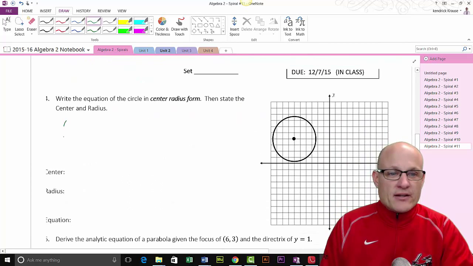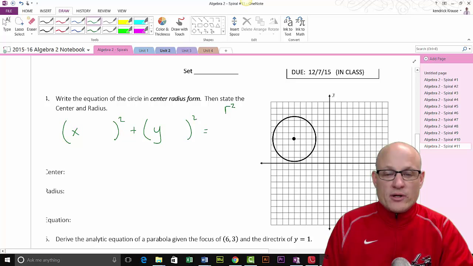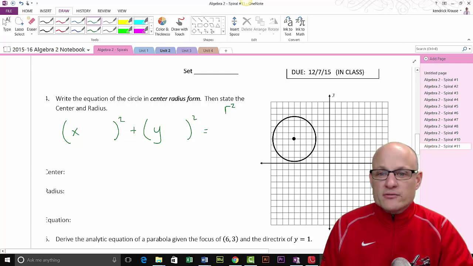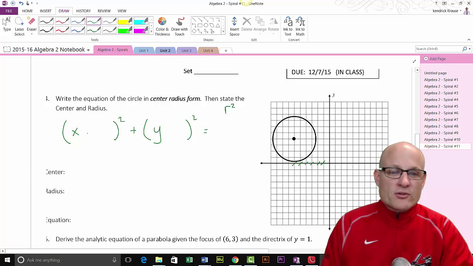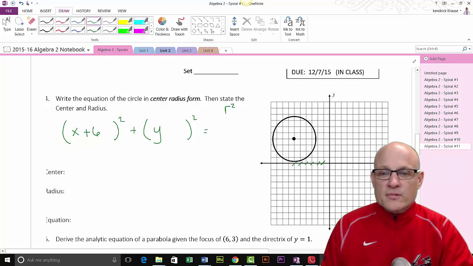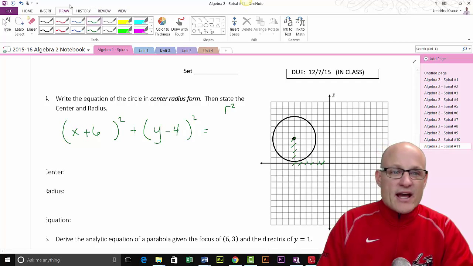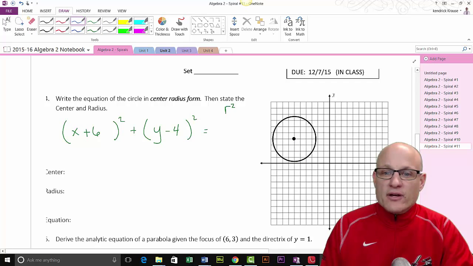First things first, I got to find the center. It's going to be x something squared plus y something squared equals, and over here goes the radius squared. So the first thing I do is find the center. 1, 2, 3, 4, 5, 6. So we went left 6, so we're going to put a plus 6 in here. 1, 2, 3, 4. We went positive 4, so we're going to put a minus 4 in there. So now the only thing I got to do now is find the length of a radius.